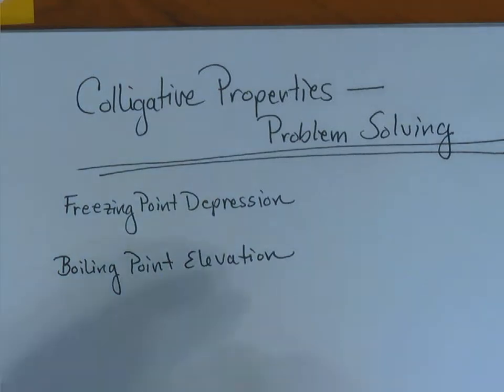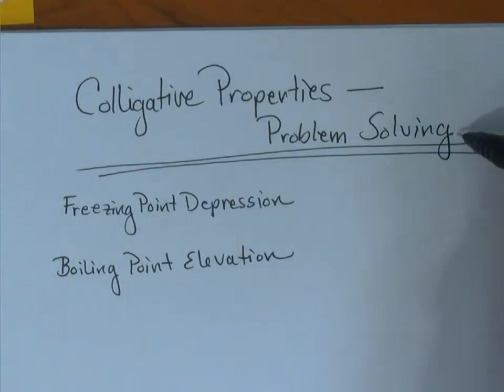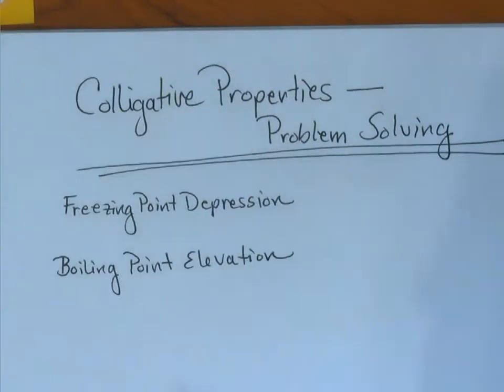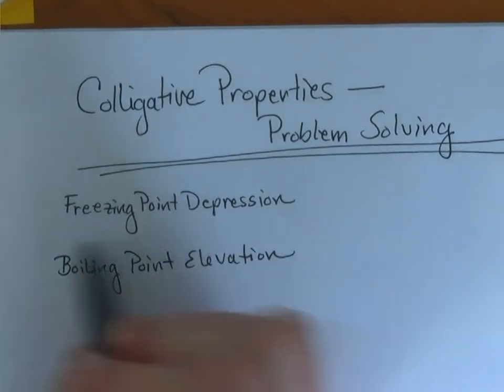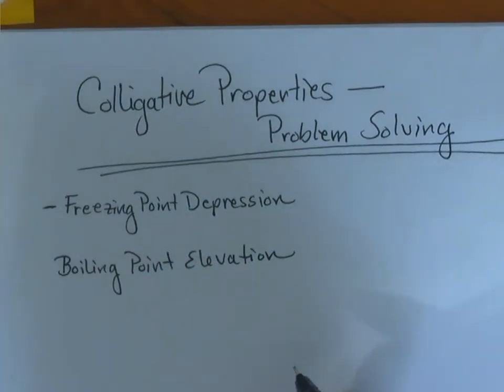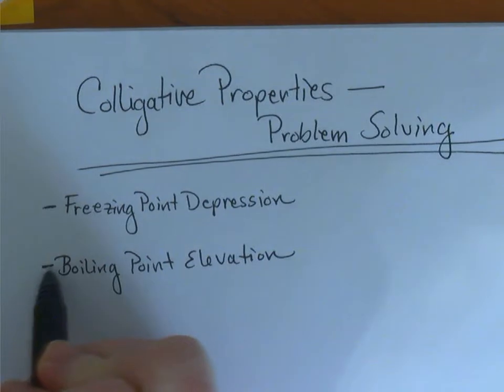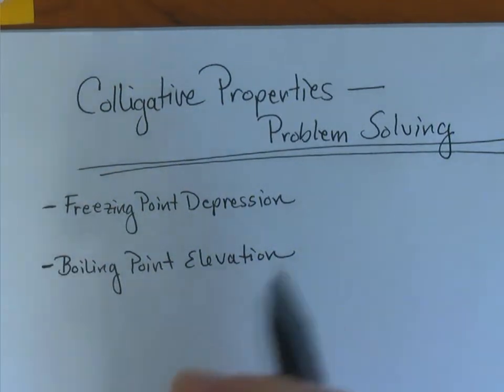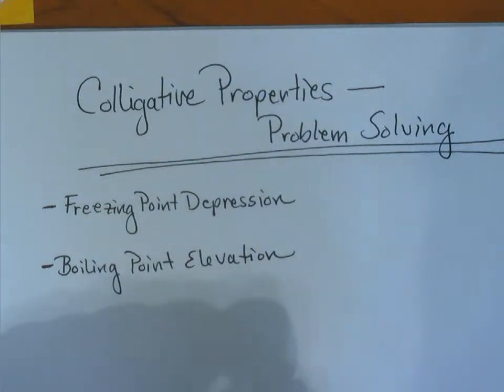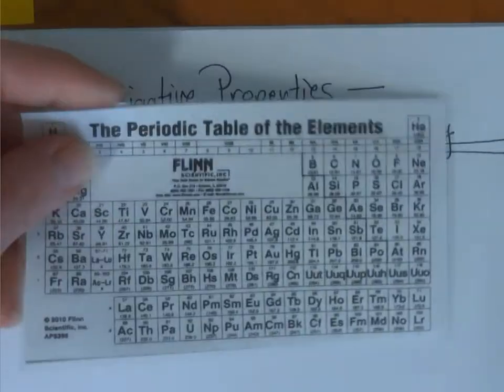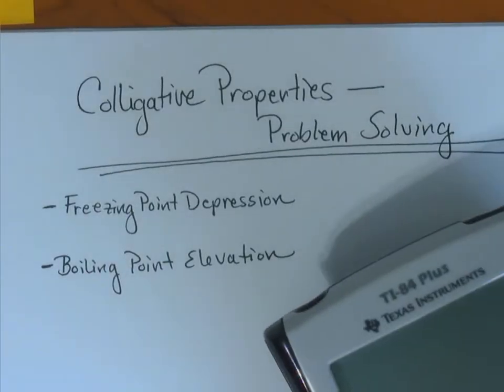This video introduces us to the problem solving that goes along with colligative properties. We will just learn how to actually find the change in the freezing point and the change in the boiling point, so we will be able to calculate what temperature a solution will freeze and boil knowing the concentration. I would have a periodic table handy and a calculator handy.